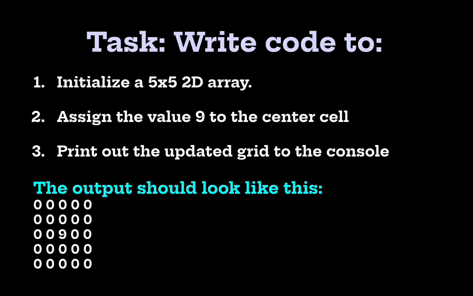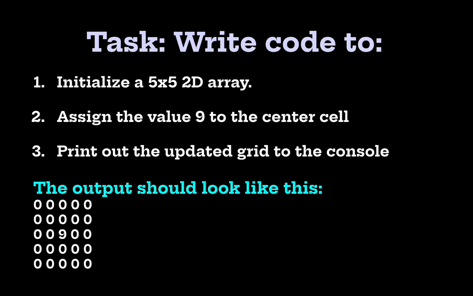So here's a mini task for you. Your task is to write code to initialize a 5x5 2D array. And once you're done doing that, assign the value 9 to the center cell. And then print out the updated grid to the console.